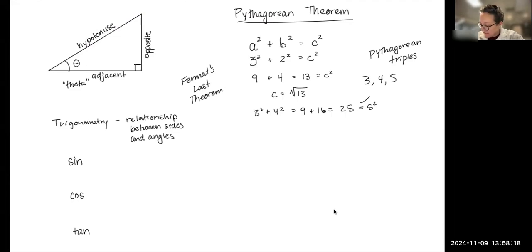So the sine of an angle is just the ratio of the opposite leg over the hypotenuse. The cosine of an angle is the ratio of the adjacent leg to the hypotenuse. And the tangent of an angle is the opposite to the adjacent.